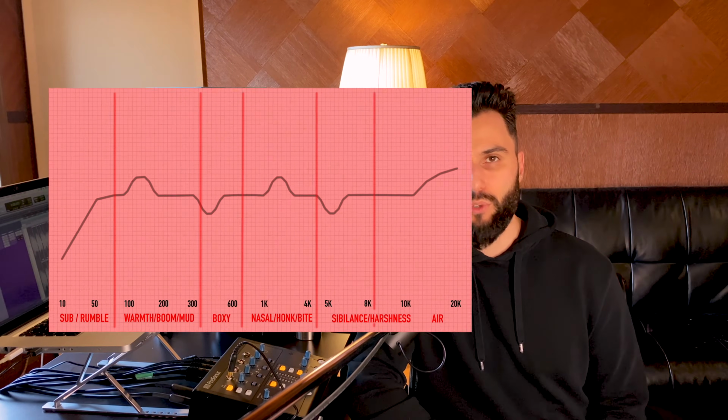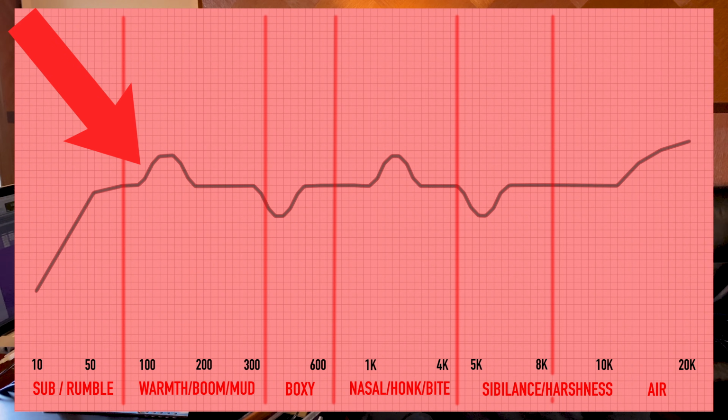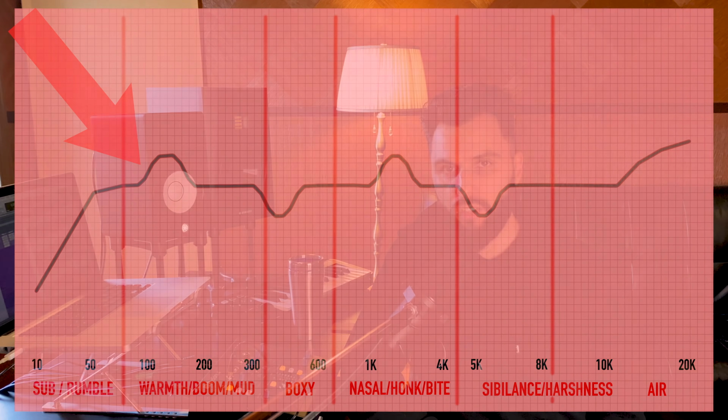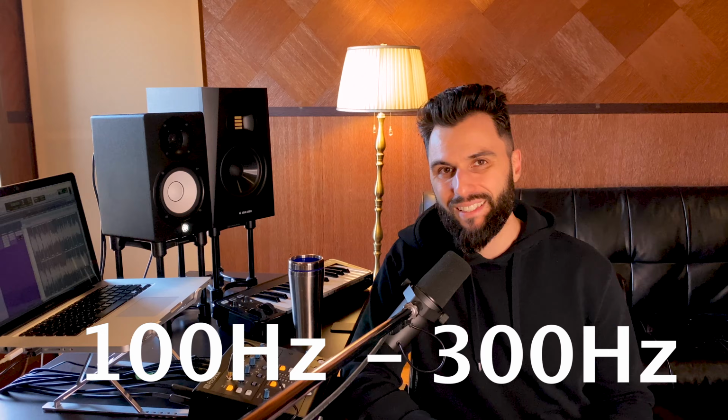Next, we have the low frequencies, which are responsible for the warmth, but can also be responsible for boominess and mud if you're not too careful. These are typically lower and they're around 100 Hz to 300 Hz depending on your vocal, and they sound something like this.